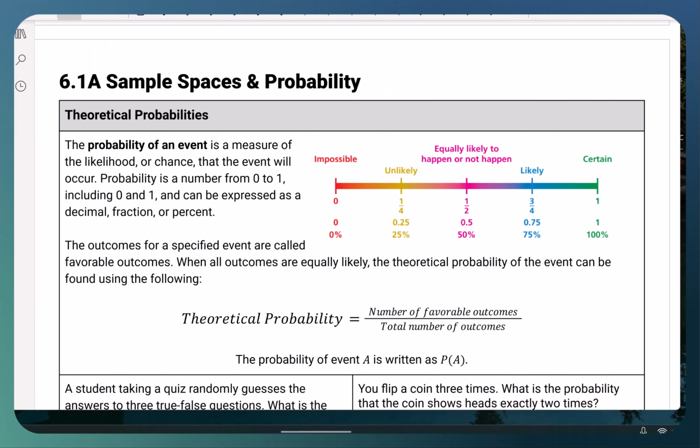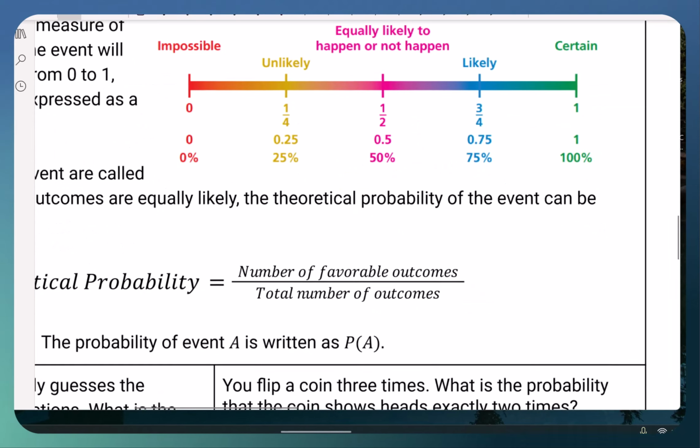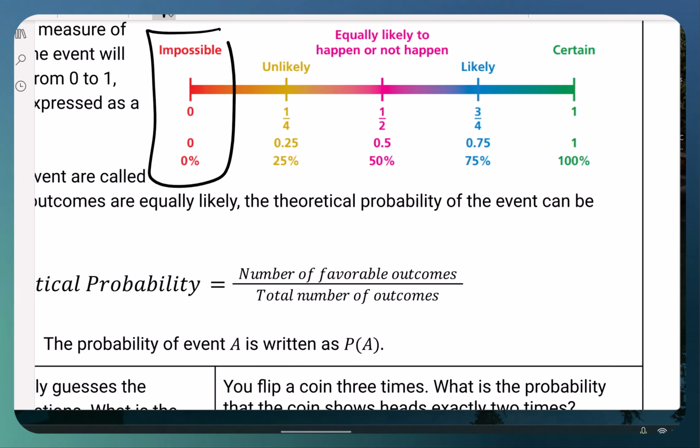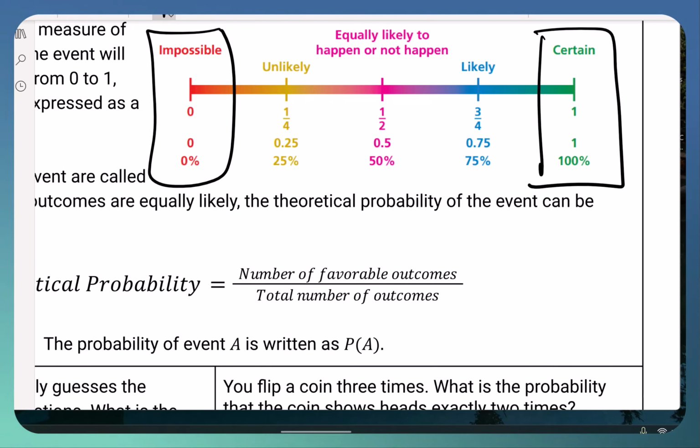Okay, so like I said before, your probability is going to range between 2 numbers. It's going to be impossible at 0, which is 0%, and it will never ever be anything greater than 1, because 1 is 100%. It's definitely going to happen. So probability is going to be somewhere in between those 2 numbers. Probability can be written as a whole number, a fraction, a decimal, or a percent.